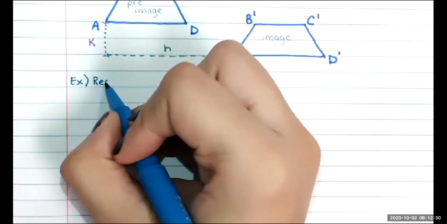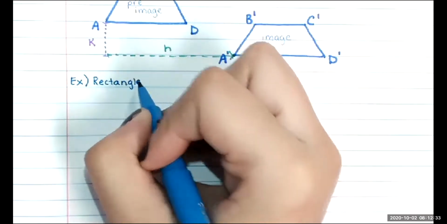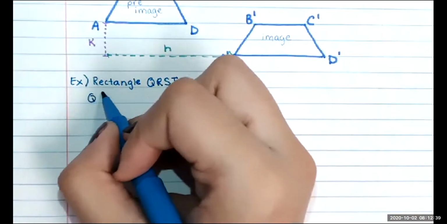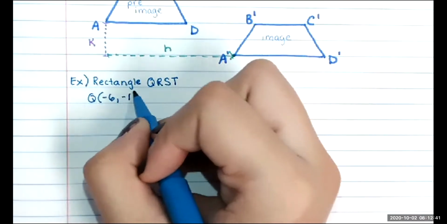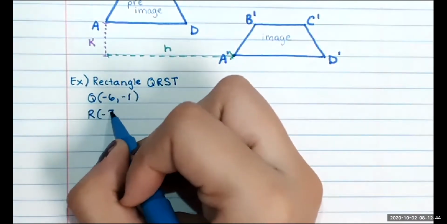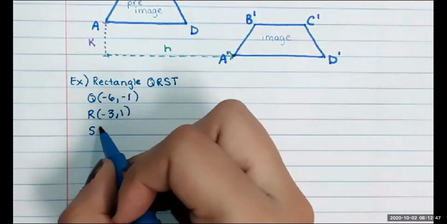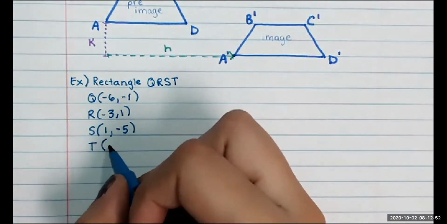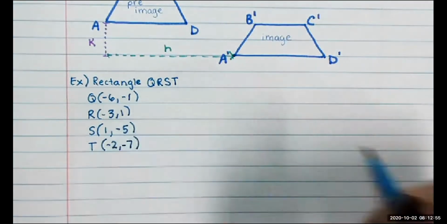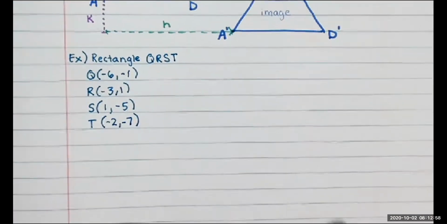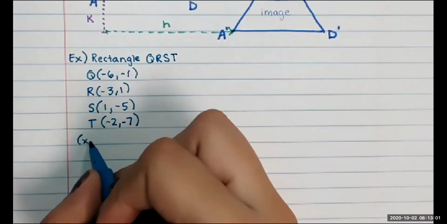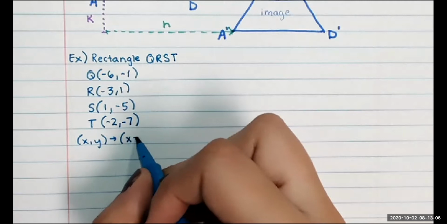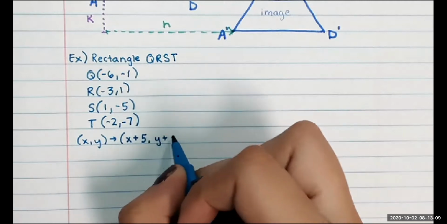So maybe we have rectangle QRST, where Q is -6, -1. R is -3, +1. S is 1, -5. And T is -2, -7. And this rectangle is being translated by the rule XY maps to X plus 5, Y plus 7.